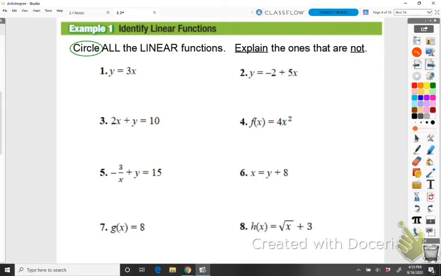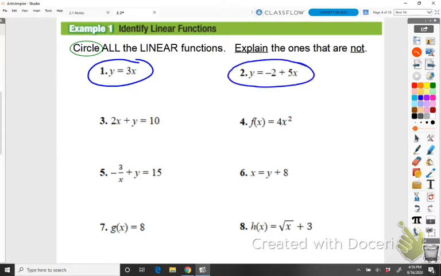All right, so let's identify some linear functions. So we have 8 equations here. We need to circle the ones that are linear and explain the ones that are not. So I'm going to go through and circle the ones that are linear first. Remember that anything that can be rewritten in y equals mx plus b form. So that's number 1. It has y equals mx part, but the plus b would be like plus 0, so that one's fine. Number 2 is also linear.